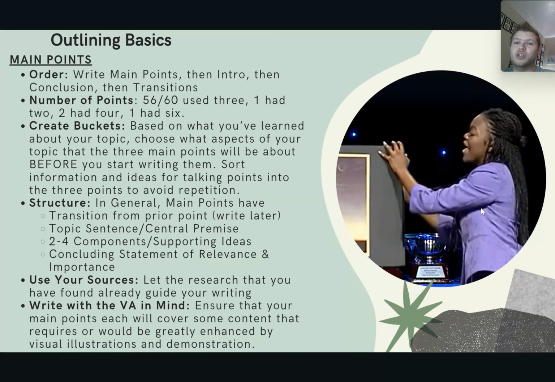You also need to use your sources. If you're not sure what to write about, look at what most of the people that are writing about it focus on, and follow their lead in terms of the main things that they choose to focus on and how they categorize their content. But let the research guide you. And also write with your visual aid in mind. Make sure that in each main point you're covering, there will be something that would be benefited by having some visual component that will make it better.